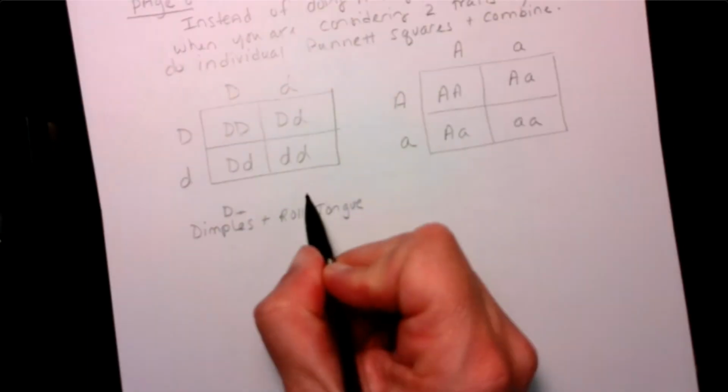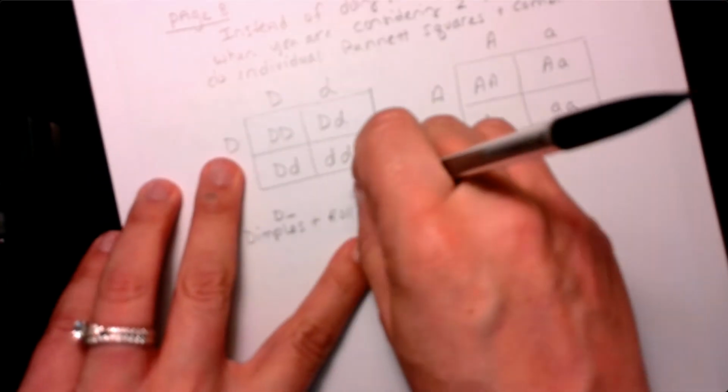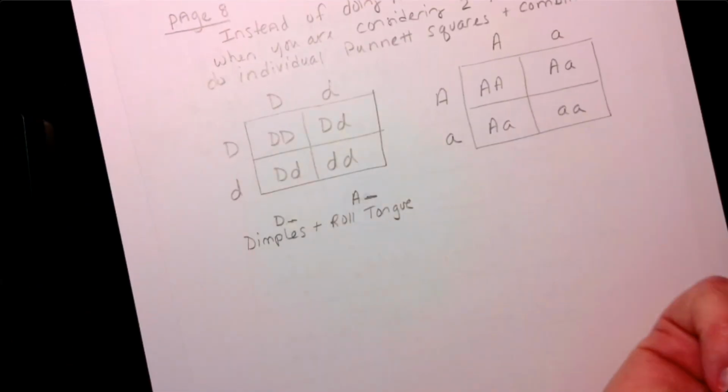Being able to, what did we say? Being able to roll your tongue is recessive. So that would be two little A's, correct? Oh, no, I'm sorry. That would be a big A. All right, being able to roll your tongue is also dominant. All right, so big A.